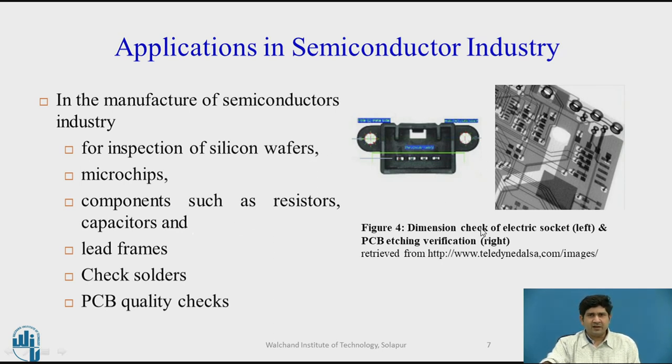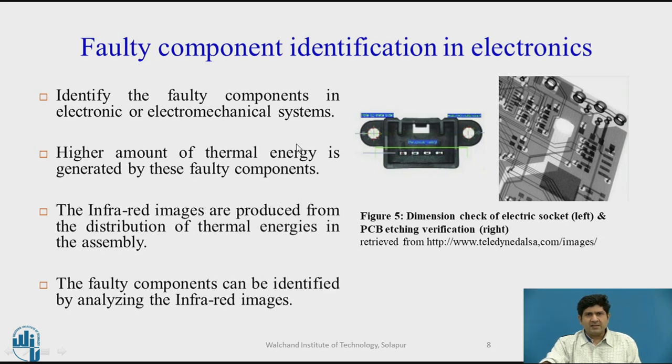The two examples here, in fact, it's basically for a dimension check for an electric socket, and the other one shows an image processing trying to ascertain whether the PCB has been built correctly or not. So like I said, this is faulty component identification in electronics. It's a very widely used application in the electronics industry. Machine vision is used to identify faults in components. Sometimes even during operation, a high amount of thermal energy is generated, and infrared cameras can be used to capture these faults.